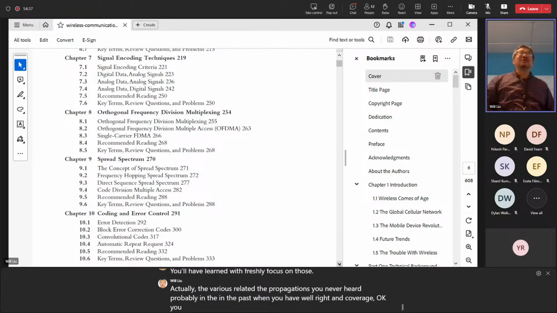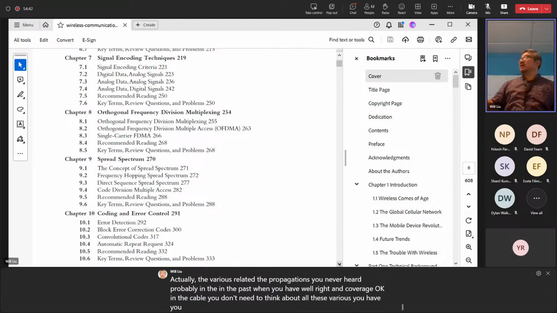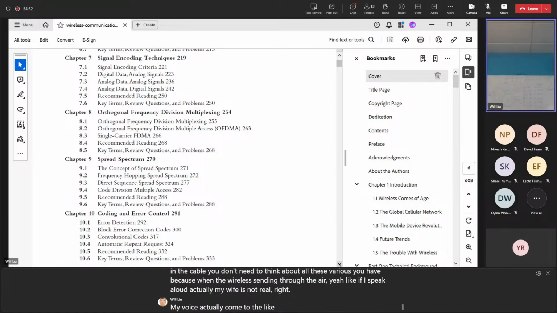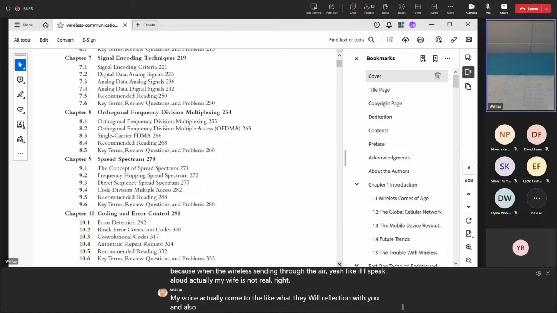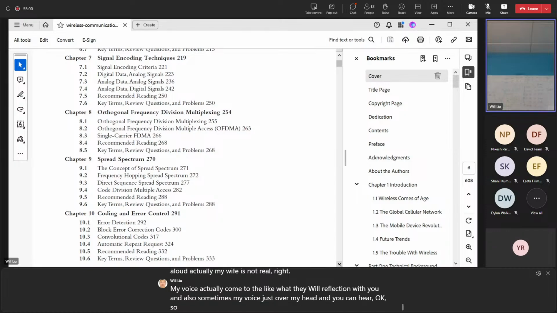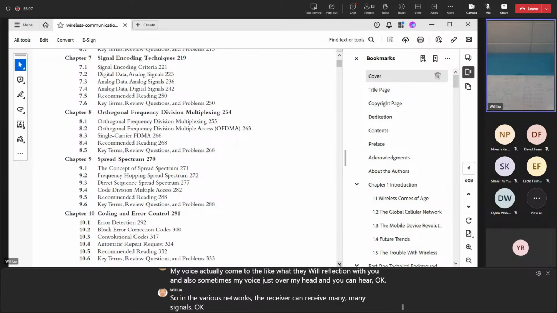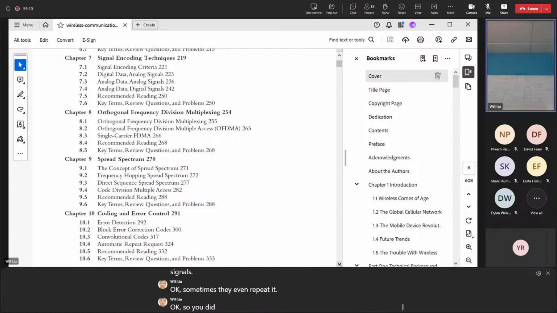Okay, in the cable, you don't need to think about coverage. But in the wireless, when the signal is sent through the air, like what I speak now, actually my voice is not going directly to you, right? My voice comes to the blackboard, and it is reflected to you. And also sometimes my voice just goes over my head and you can hear it. So in the wireless network, the receiver can receive many signals. Sometimes they even repeat. So all these are quite wireless-based challenges.